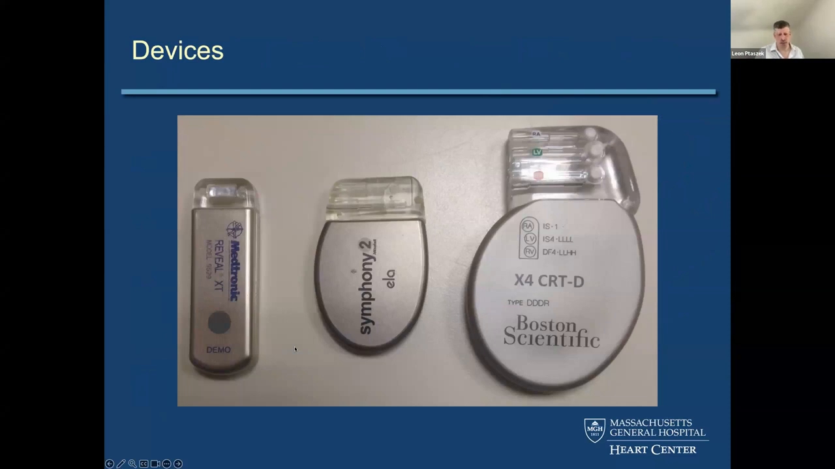Here's just a few examples of pulse generators that you've seen. Here's a single chamber Ella pacemaker system. Here's a CRTD system from Boston Scientific. And here's a loop recorder from Medtronic. This is just some examples, knowing full well that this is an older generation of a loop recorder. Most of the ones being implanted these days are a bit smaller than this.